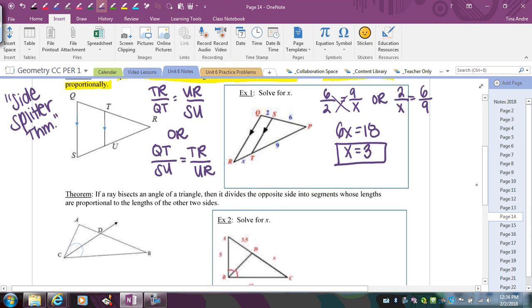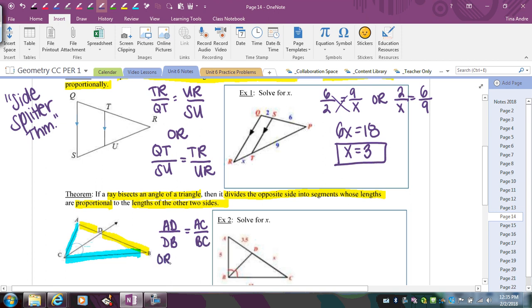The next theorem says that if you have a ray that's bisecting an angle, so meaning you have an angle bisector, it's going to divide the opposite side into two segments whose lengths are proportional to the lengths of the other two sides. So that means that this segment that's getting divided is going to be proportional to these pieces here. So when I go to look at the way I can write my proportion, we could say AD over DB is the same thing as saying AC over BC.